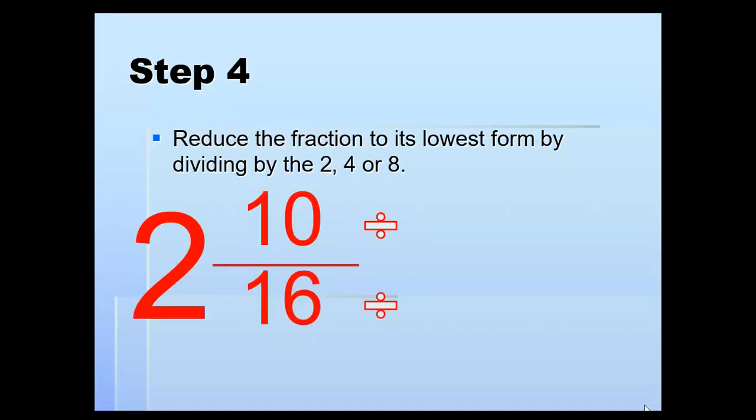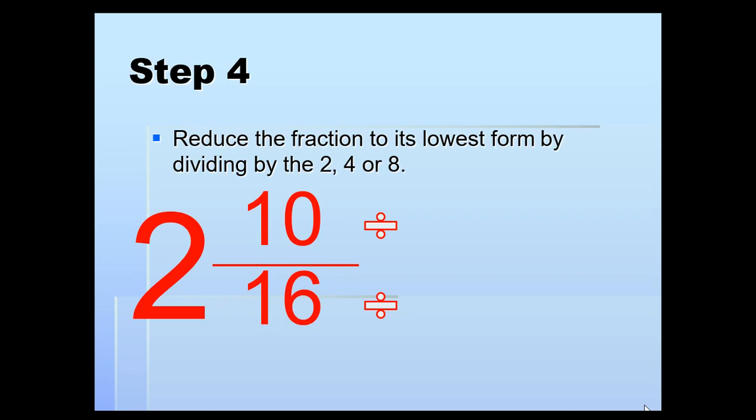Step 4 of the measuring process is to reduce the fraction to its lowest terms by dividing by the number 2, 4, or 8. Why the numbers 2, 4, or 8? Because when we reduce a fraction, we have to divide the top and bottom number of that fraction by the exact same number. We could never, ever divide the fraction by different numbers. So we know the 16 is going to be on the bottom of our fraction. The only numbers that can go into 16 evenly are the number 2, 4, or 8.